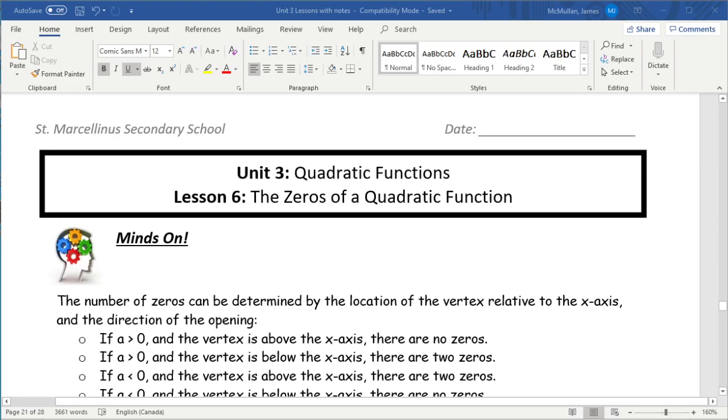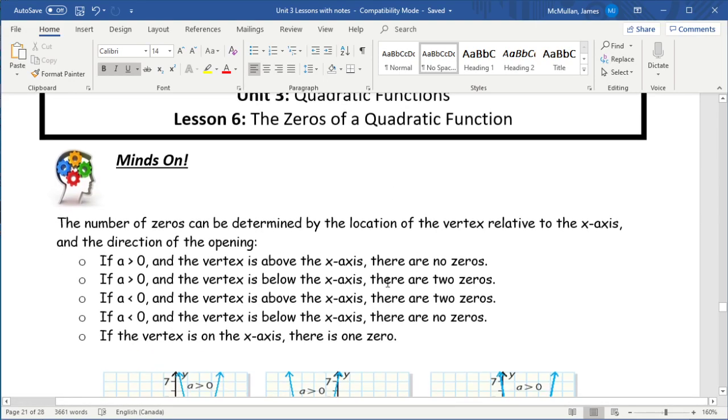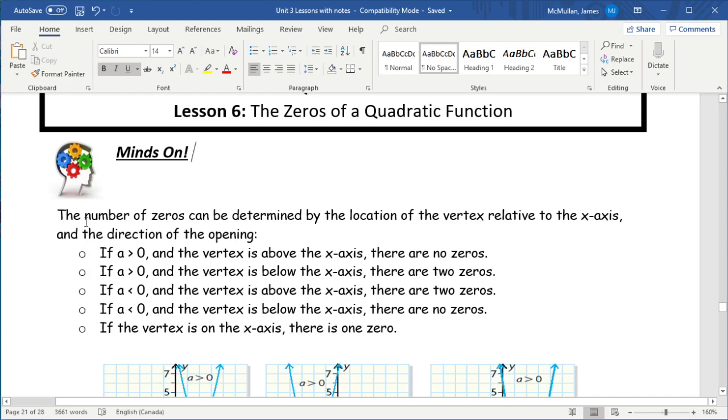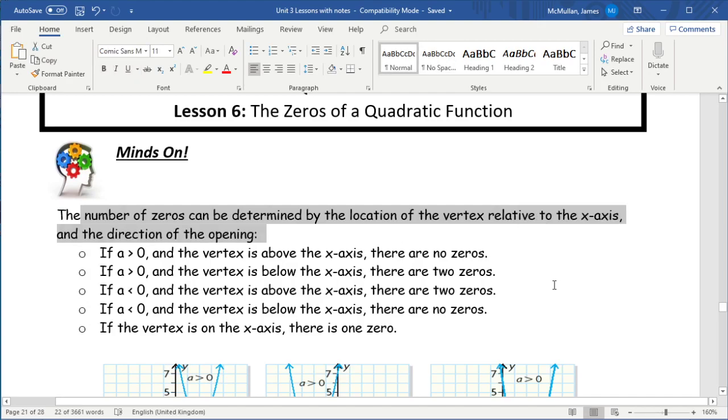Okay, so this lesson is about the zeros of a quadratic function. We're trying to look for different patterns and things we can take note of in terms of how many zeros a quadratic might have without always having to solve them. First of all, if you know the vertex and you know the direction that it opens, you should be able to predict the number of zeros.